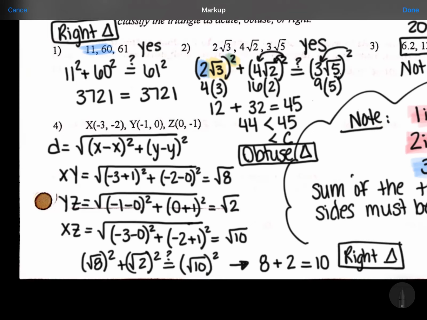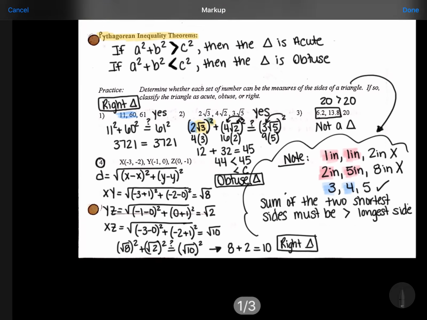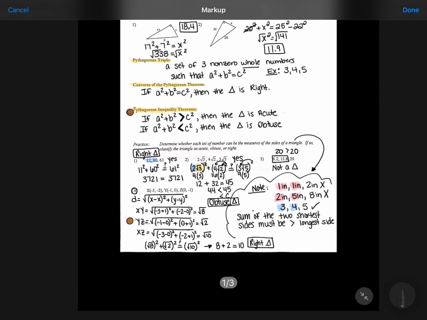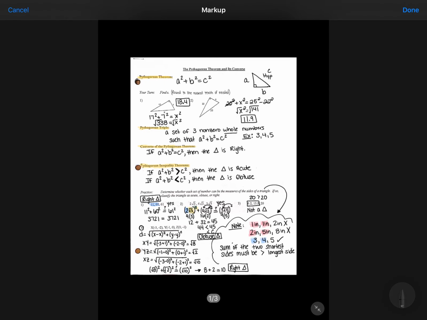And you'll have some on a worksheet like number 4 where you have to determine the side lengths by using the distance formula. All right, and so that is the Pythagorean theorem. Should be a review of Math 1, and of course the only difference there is the Pythagorean inequality theorem, where you have to determine is it a right, acute, or obtuse triangle based on if it's equal to, greater than, or less than that c squared.